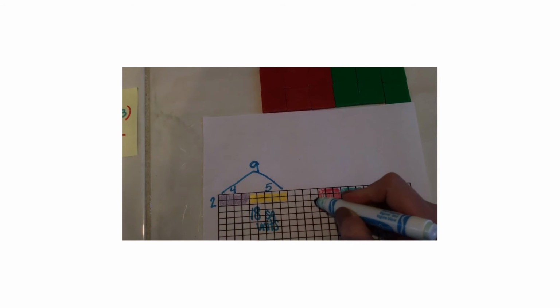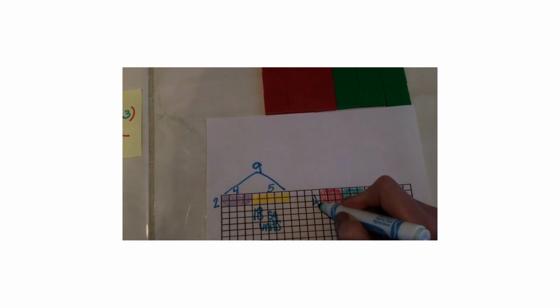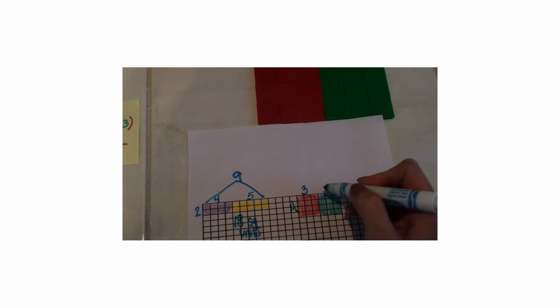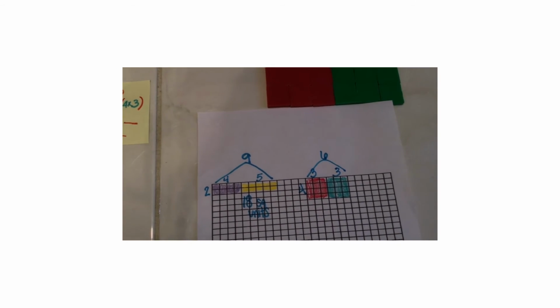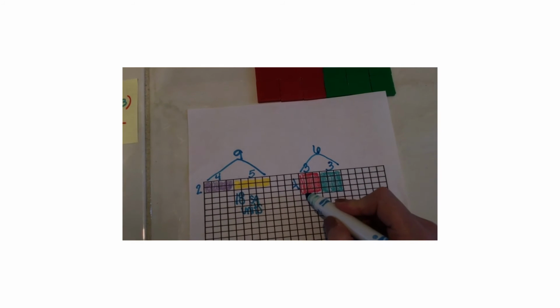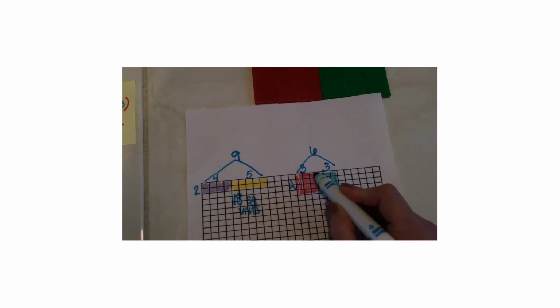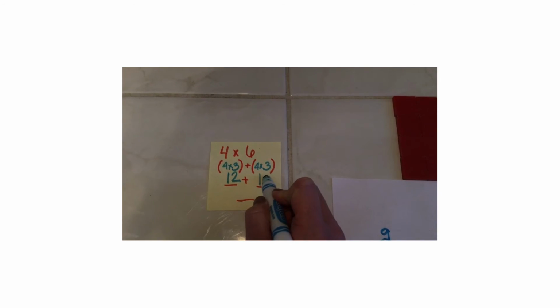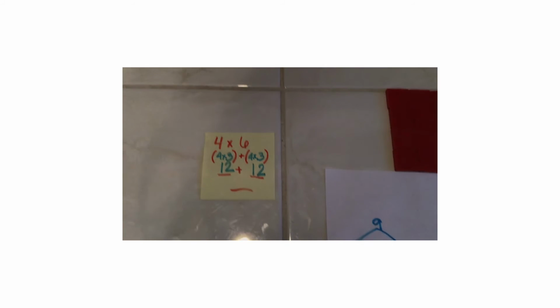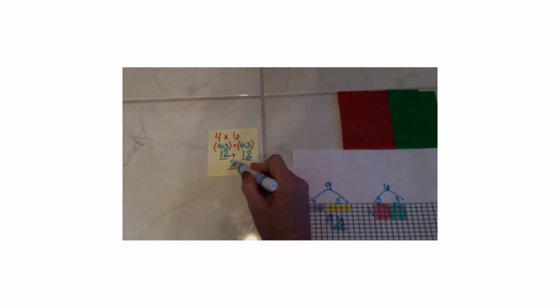Now, how many rows did we have? That's right, 4. And how many columns? Here we had 3, here we had 3 for a total of 6. Good job. Now let's count how many we tiled. 4, 8, 12. I'll write that over here. And since it's the exact same problem, we know this is also 12. And 12 plus 12 is 24.